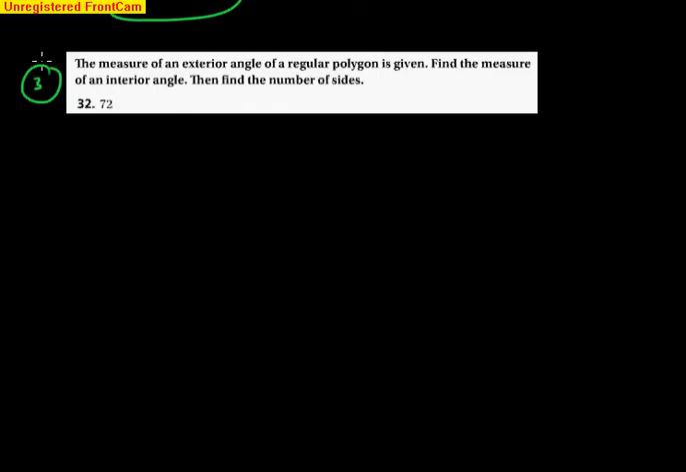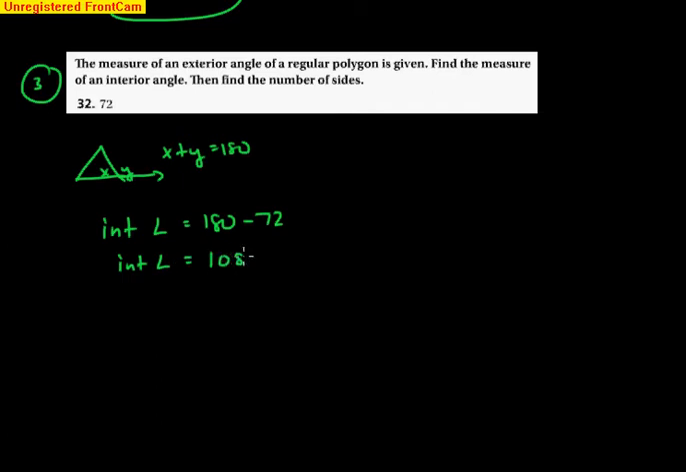Okay, the third problem here, it says, here is the measure of an exterior angle of a regular polygon. Find the interior angle, and then find the number of sides. Well, recall that if I have a polygon, and I'll just use a triangle, and I have an exterior angle, the interior angle x and the exterior angle y are supplementary. So if the exterior angle is 72, to find the interior angle, I'm going to take 180 minus 72. And the measure of the interior angle of this regular polygon is 108. That's the measure of each interior angle.